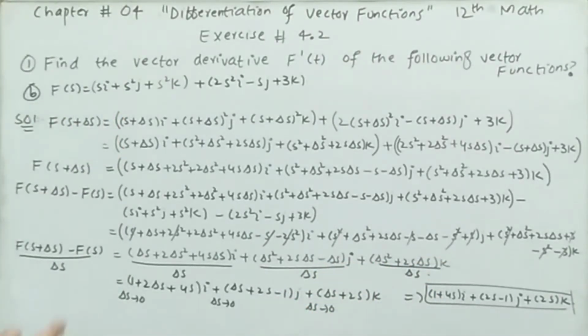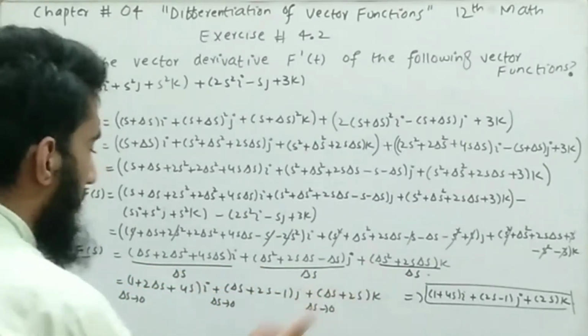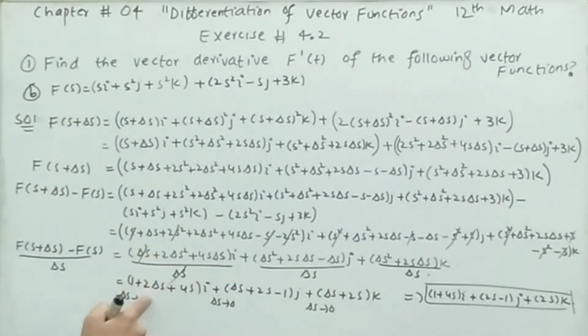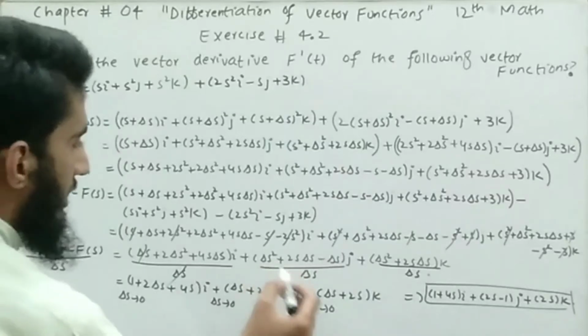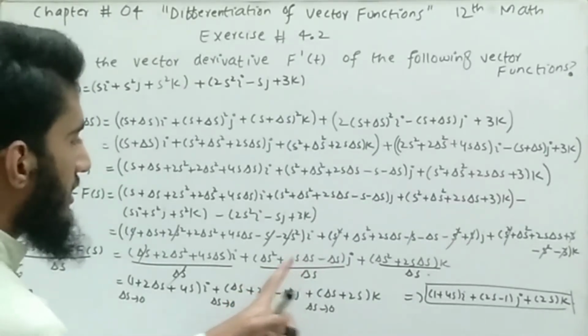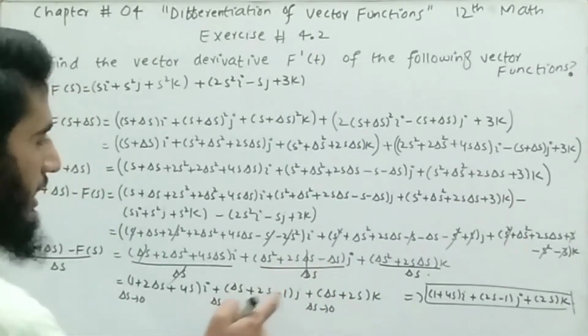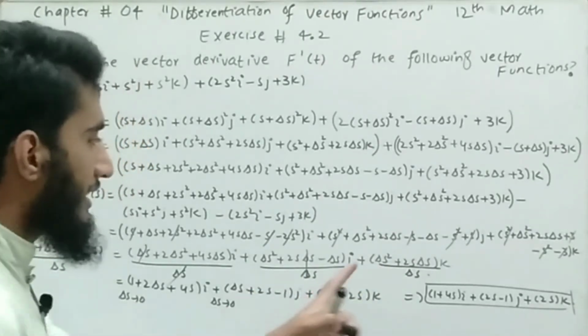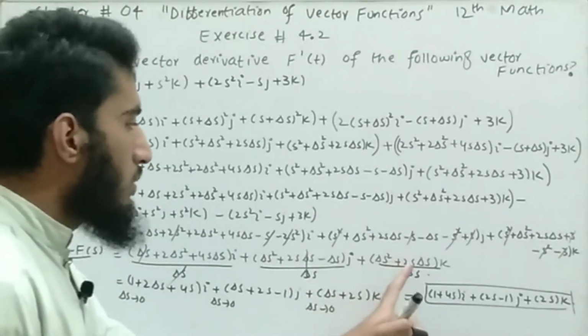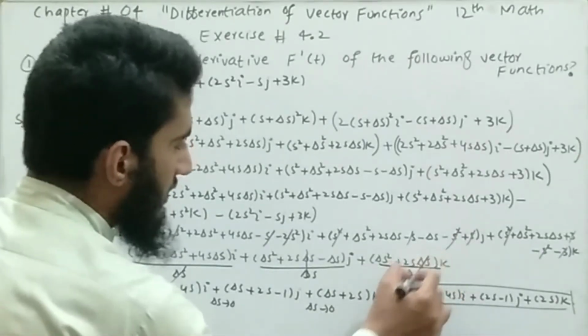Now according to the formula we will divide with del s. So divide this term with del s, this term with del s and this term with del s. So del s cancels out with del s, we are left with 1. Del s squared by del s gives us 2 del s, and del s cancels out with del s, we are left with 4s. And del s squared divided by del s gives us del s, 2s del s cancels, we are left with 2s. Del s cancels out with del s, we are left with negative 1. Del s squared by del s gives us del s, and 2s del s by del s, we are left with 2s.